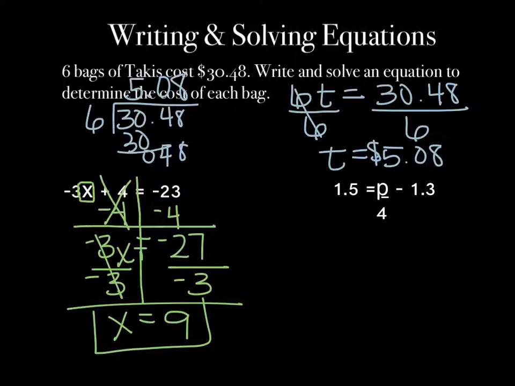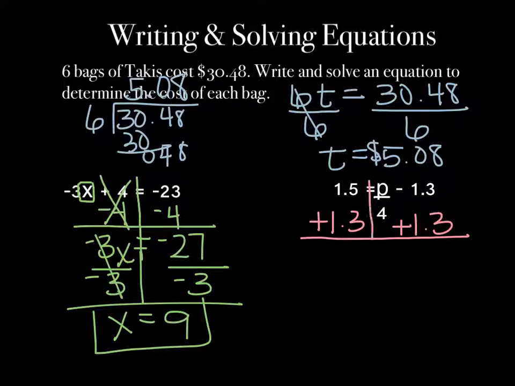The second example, 1.5 is equal to p divided by 4 minus 1.3. Again, you work backwards using the opposite operation, getting rid of numbers least attached to the variable. You need to undo this 1.3 first. You are subtracting it in the problem, so you would want to add that on both sides.